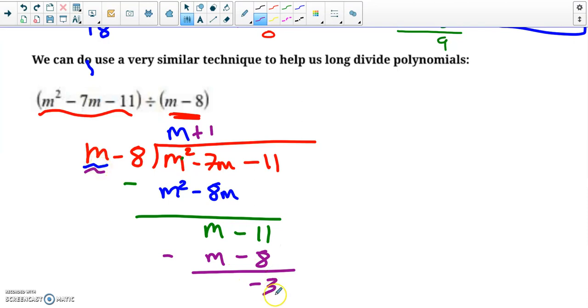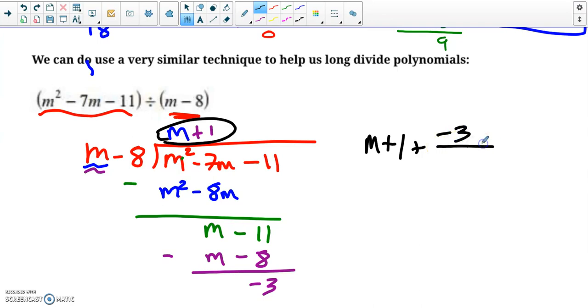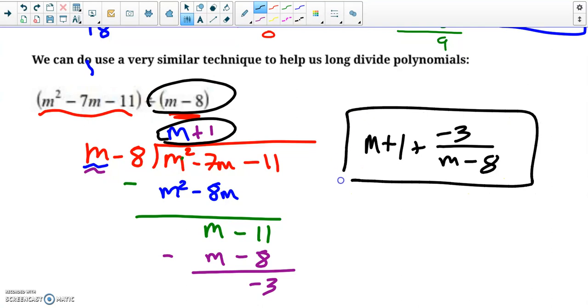We can't put m into negative 3, so we're done. Our answer is m plus 1 with a remainder of negative 3. And let's write it in the mixed number way. So we're going to write plus, we have a negative 3, and the thing we were dividing by was m minus 8. So you can put your remainder, remember, over whatever you're dividing by. And that is your final answer.